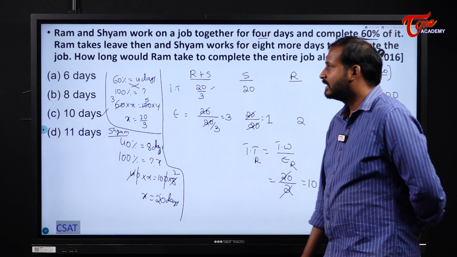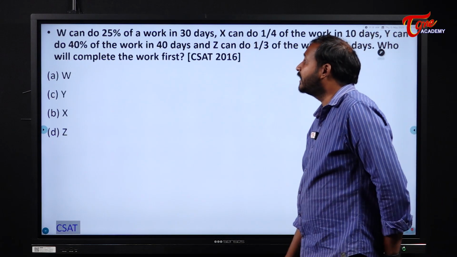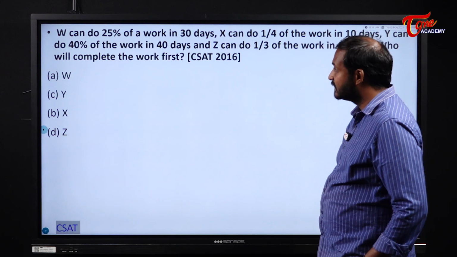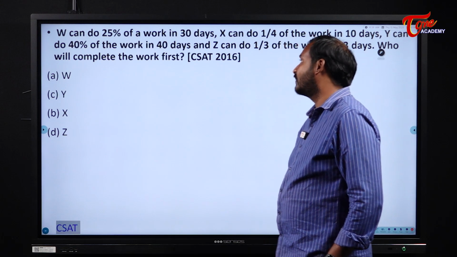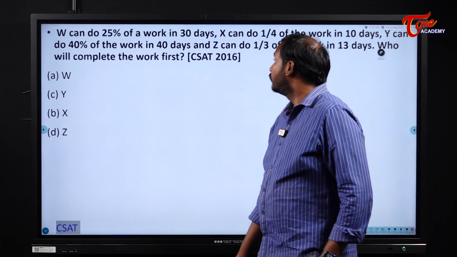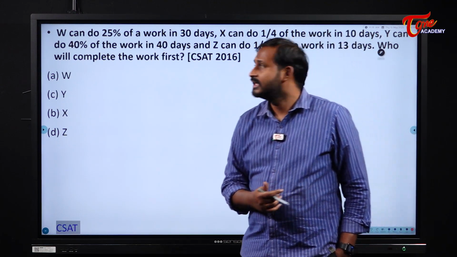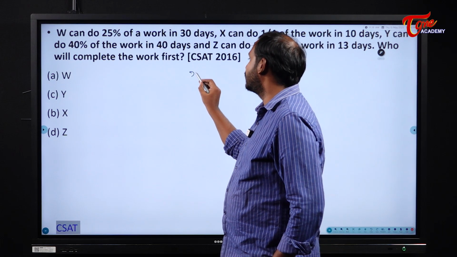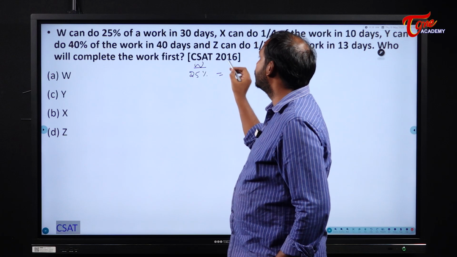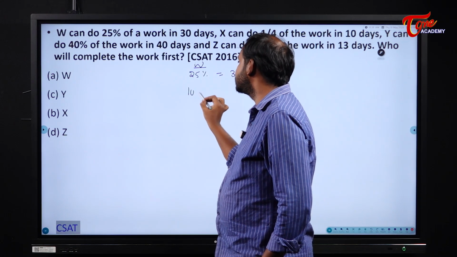Okay, right? Next, we will see the next one. W can do 25% of work in 30 days, X can do 1/4 of work in 10 days, Y can do 40% of work in 40 days, and Z can do 1/3 of work in 30 days. Who will complete the work first? Simple. See here, 25% of work in how many days? When it comes to W, W can do it in 30 days. So 100% of work in how many days?